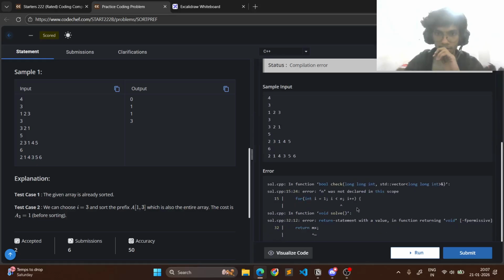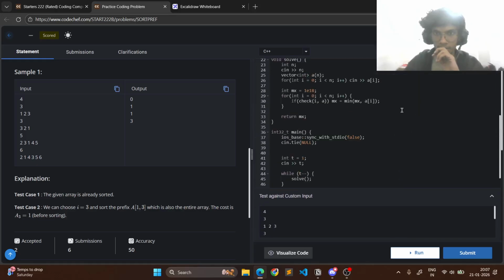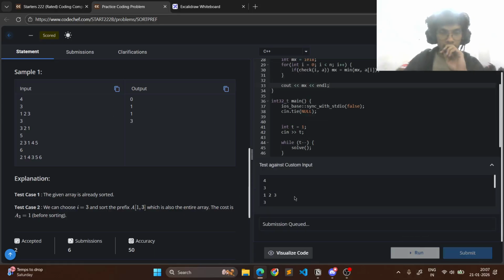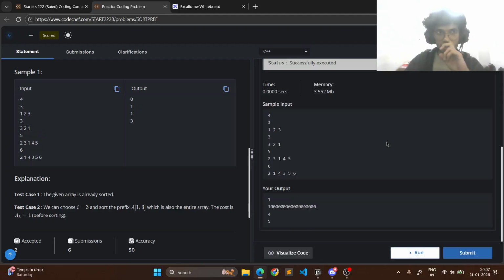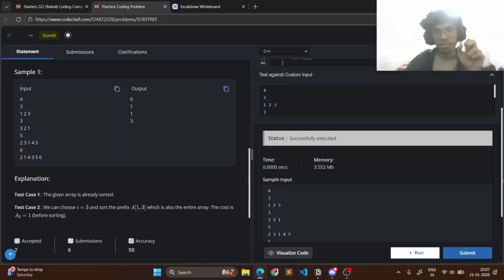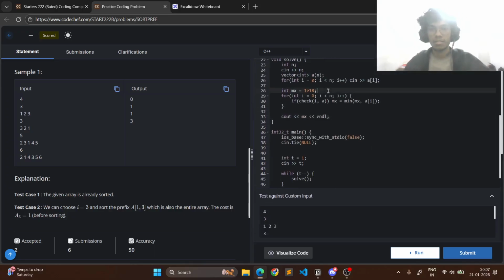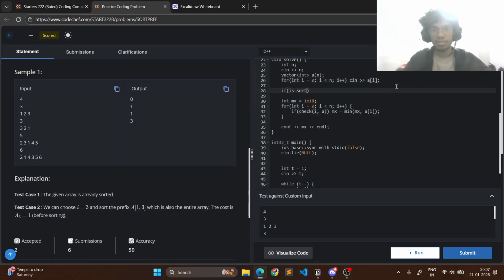What else is there? Okay, I do not want to return, I want to print. 0 1 1 3 should be there. If it's sorted, we can just check that beforehand. There must be something missing. I got it. If is sorted.